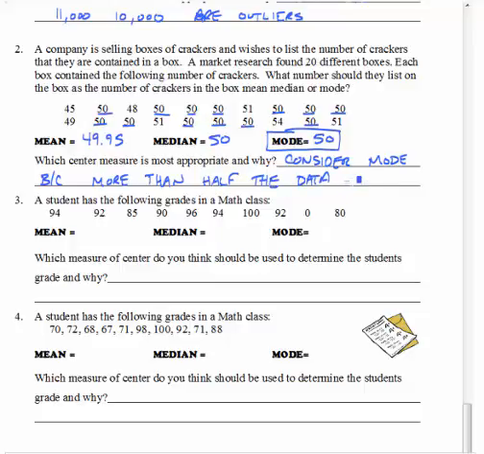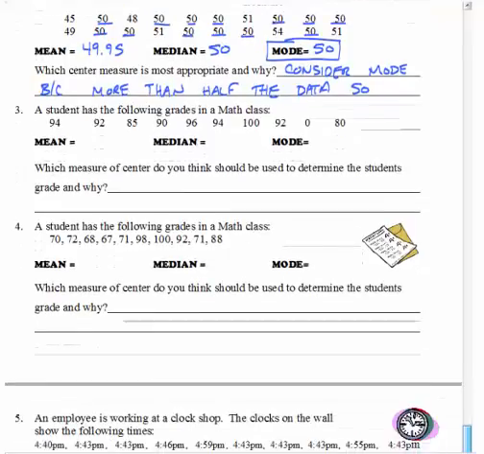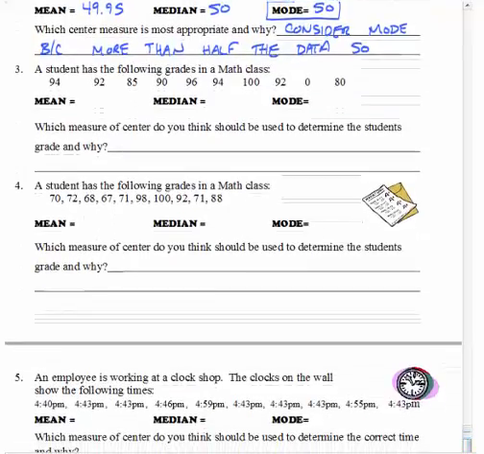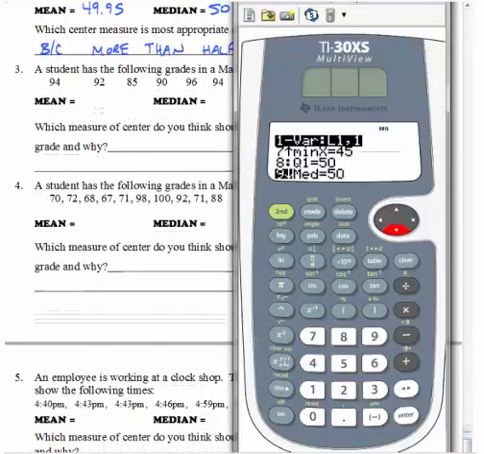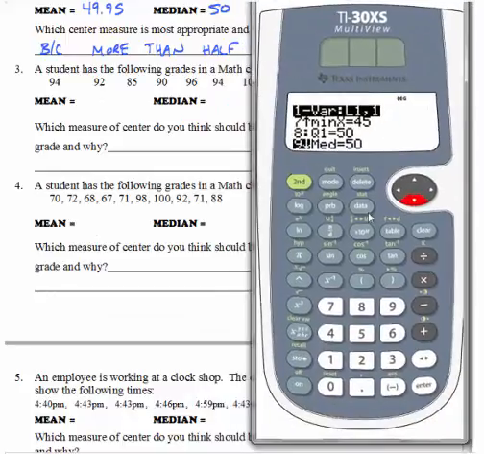Or that half the data points is 50. All right, the next one. A student has the following grades in a math class. This is a really controversial one right here, because whenever you do grades, it's almost always that we assume to take the average. So let's first do what we've done before.